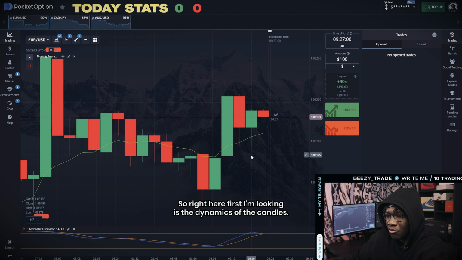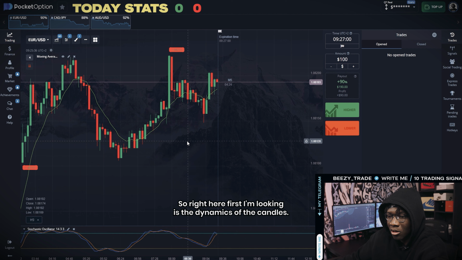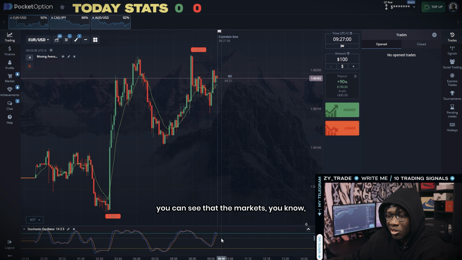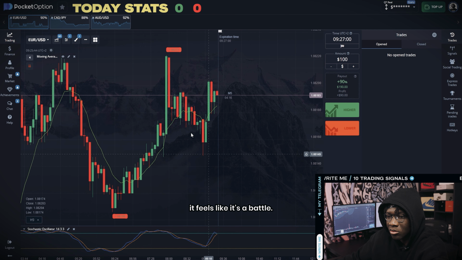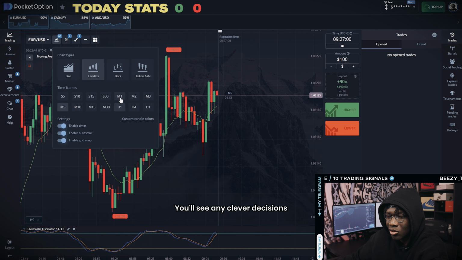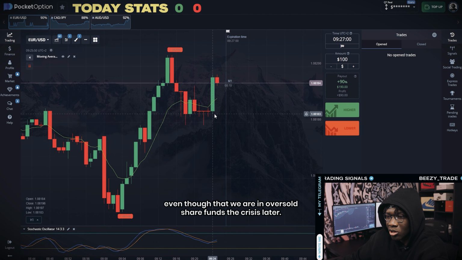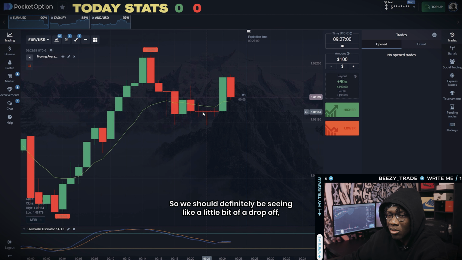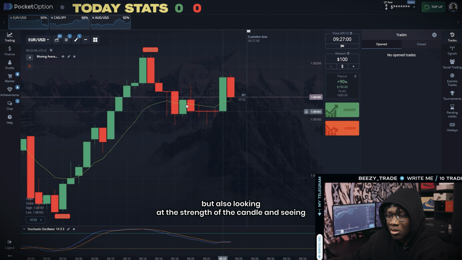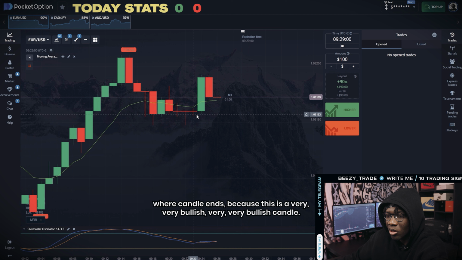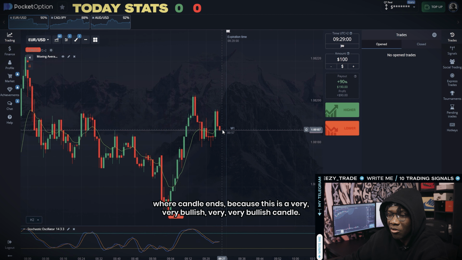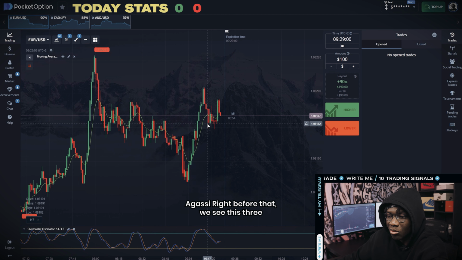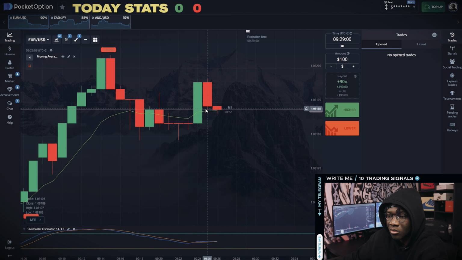So right here, the first thing I'm looking at is the dynamics of the candles. You can see that the market feels like it's a battle. We don't see any clear decisions, even though we are in oversold here. So we should definitely be seeing a little bit of a drop off. But also looking at the strength of the candle and seeing where a candle ends, because this is a very bullish candle. And you can see right before that, we see just 3 shooting stars.